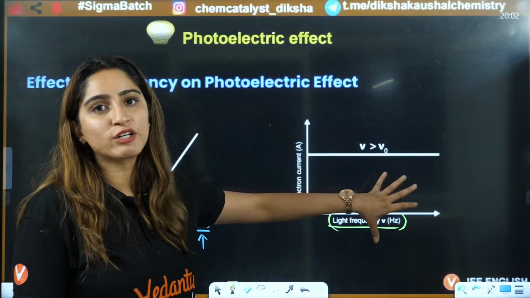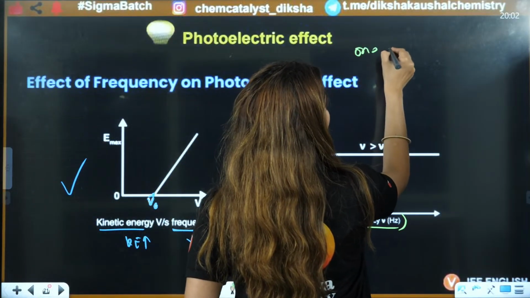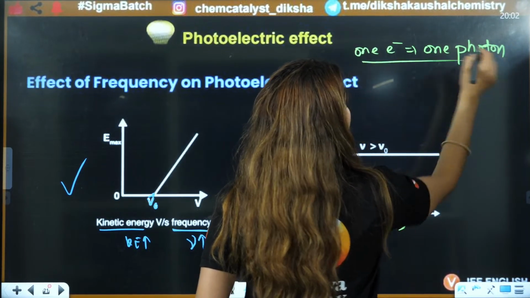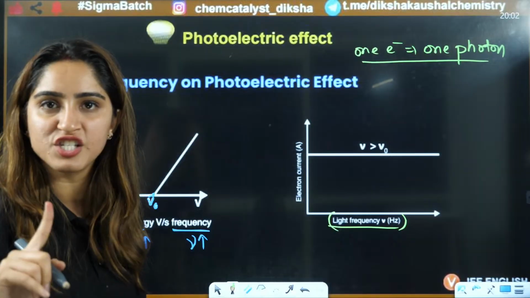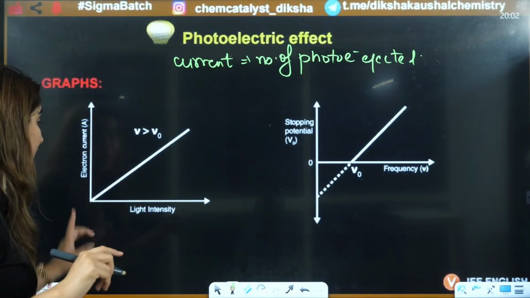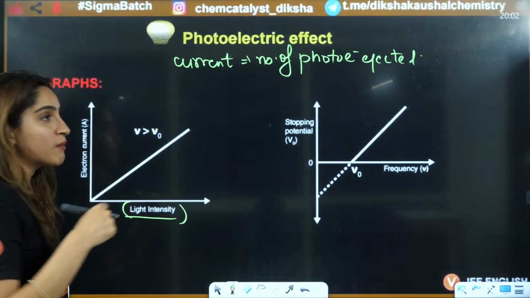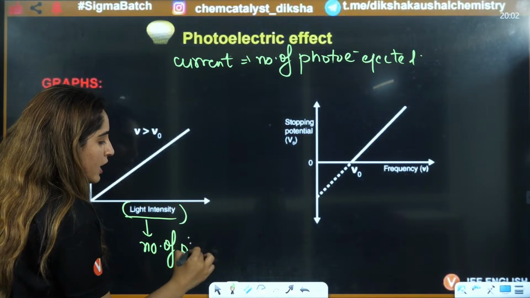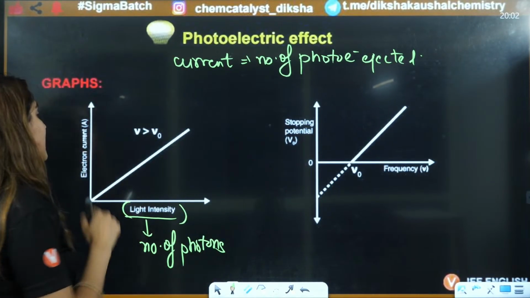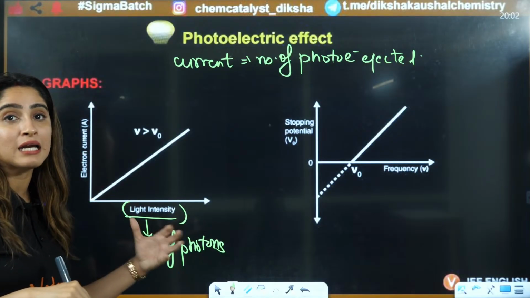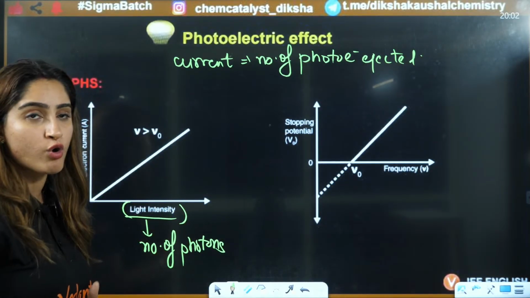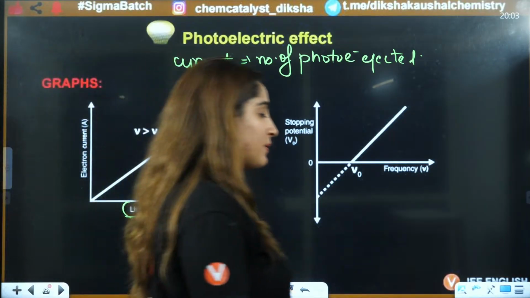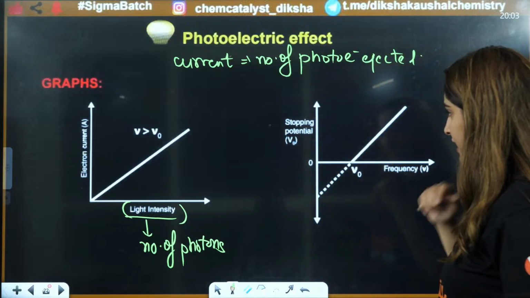Only one photon can take out only one electron. Remember this. If your frequency is increasing, the number of electrons ejected will not increase. That's not possible. But if your light intensity increases, that means the number of photons is increasing. If the number of photons is increasing, then the electric current will increase. One photon will take one electron, right? So the more the number of photons, the more the electric current, and the more electrons will be ejected, right?